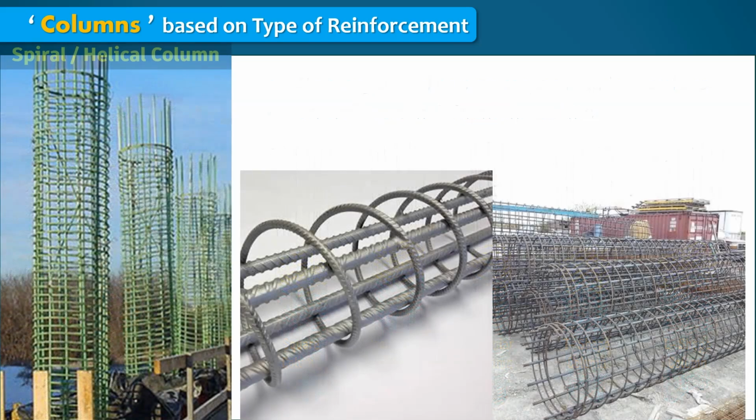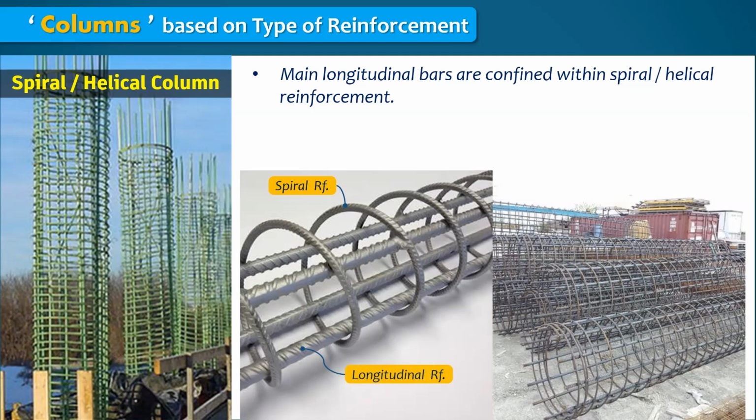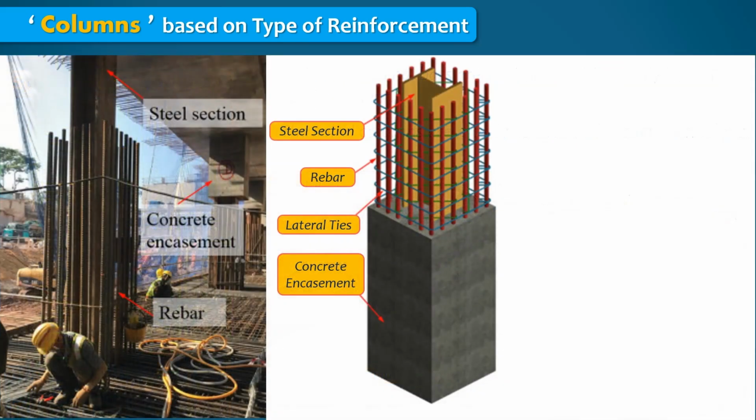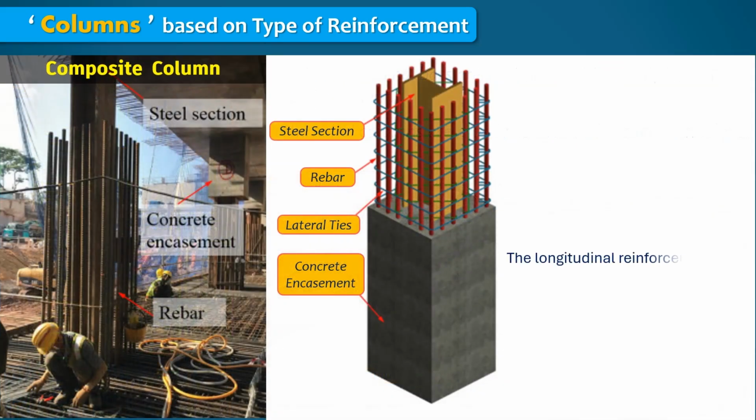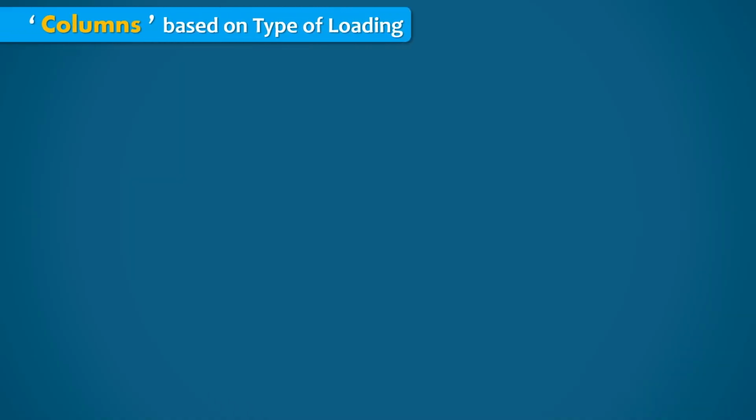In spiral columns, main longitudinal reinforcement is enclosed within closely spaced and continuously wound spiral reinforcement. These spiral columns are mostly adopted with circular sections. In composite columns, the longitudinal reinforcement is in the form of structural steel section or pipes with or without longitudinal bars. Now, let us see the column classification based on types of loading.